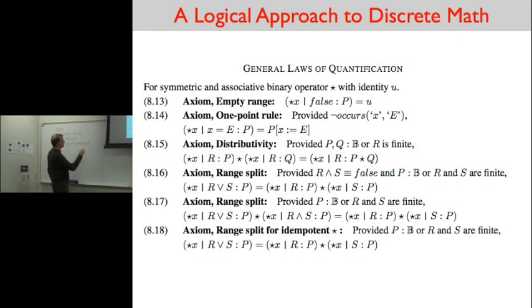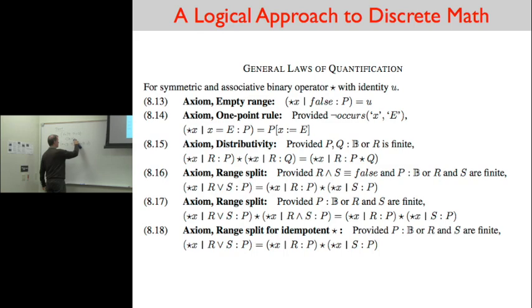Well, notice that 8.15 has provided p and q are Boolean, and R is finite. Actually, that's a good point. X doesn't compare P. Are we agreed that p and q are Boolean? Because of the and, p and q are Boolean. So yeah, that was a good check.